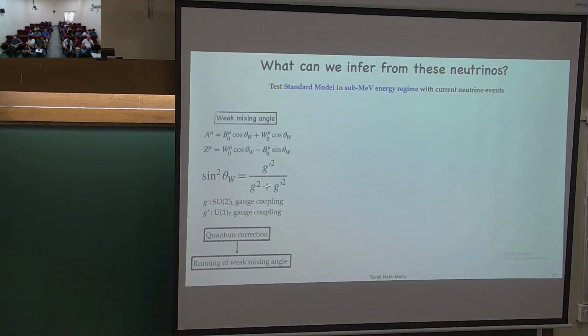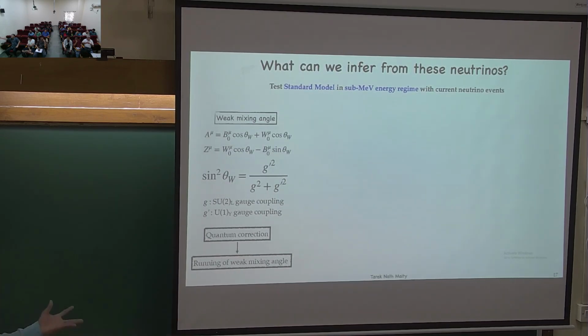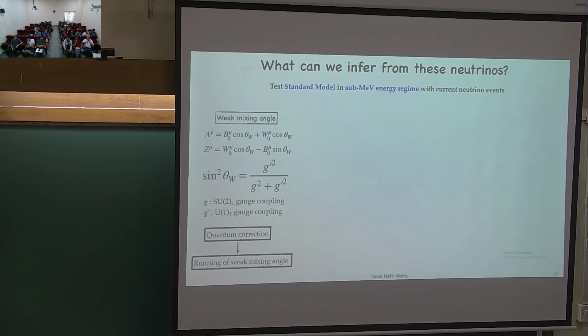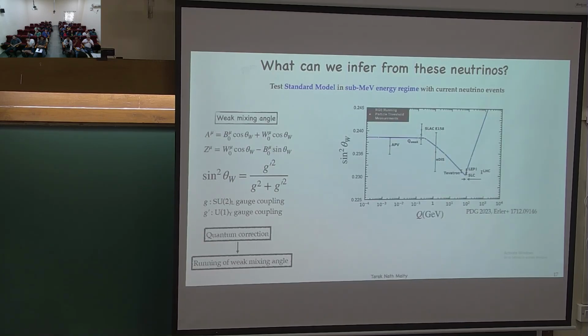Okay, so theta W itself is the mixing angle, but usually it's sin square theta W in the literature which is called the mixing angle. That's what I am also going to use. And sin square theta W is related to the gauge coupling through a relation at tree level. Once you take into account corrections, that leads to the running of the coupling, and that gives you this kind of plot.